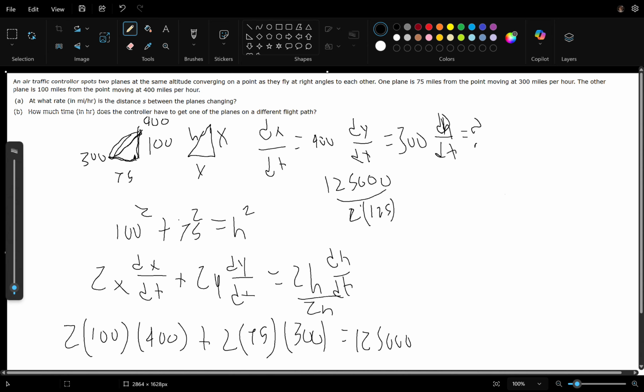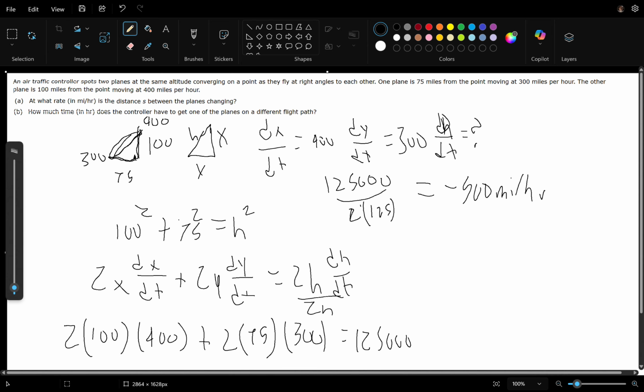So if we do the math, 125,000 over 2 times 125, and that equals 500. So then that equals -500. The change in distance that answers the question of A, at what rate in miles per hour is the distance between the planes changing? -500 miles per hour, because they're going closer to each other.